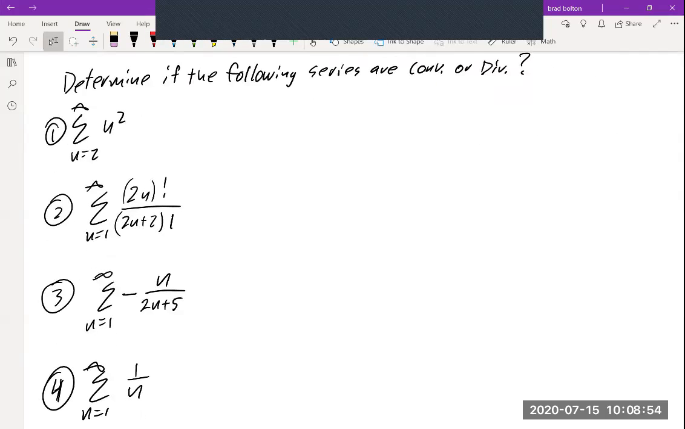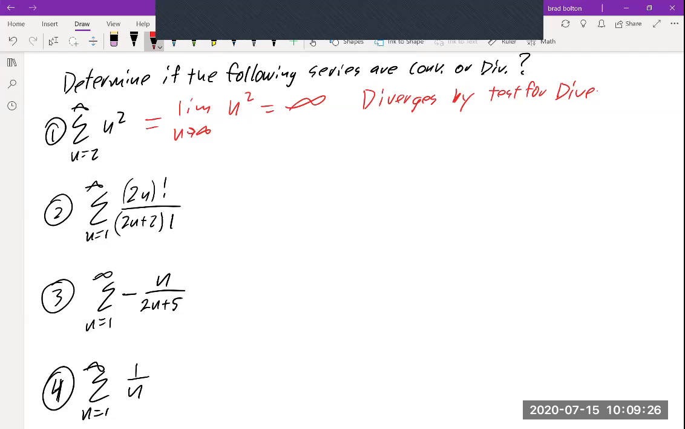So if we take a look at these problems, it says determine if the following series are convergent or divergent. So right here, the first thing I do is I take the limit as n approaches infinity of n squared, and that's going to be infinity. So this is divergent. Or you know what, let's write it like this. So this diverges by test for divergence, right? Okay, because equaling infinity is not equal to 0.